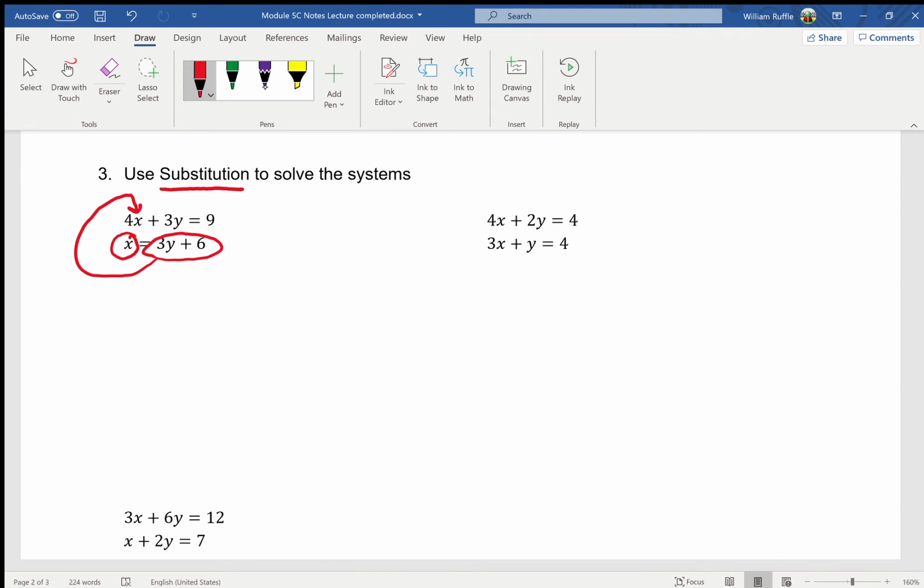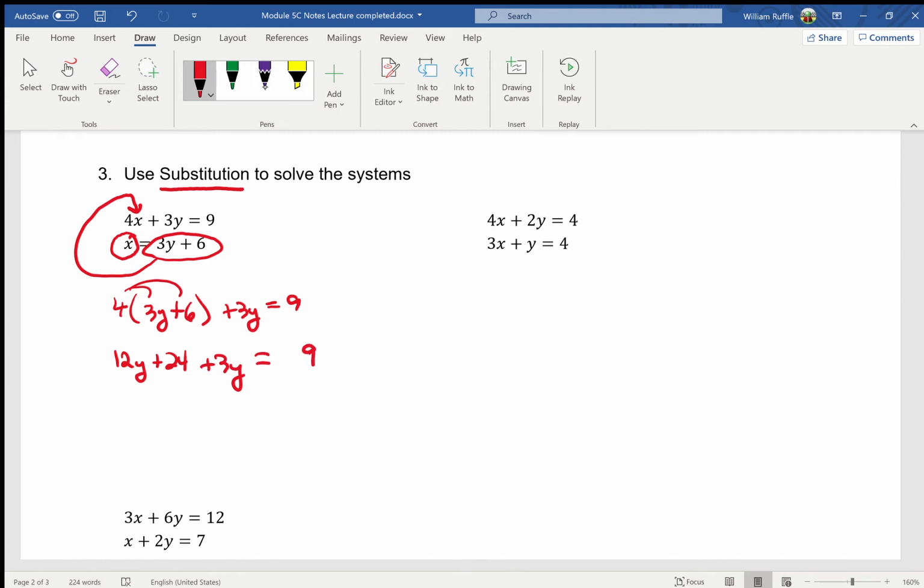So that means, instead of 4x, I'm going to write 4 times 3y plus 6 plus 3y equals 9. I'm going to distribute the 4 to each one, so it's 12y plus 24 plus 3y equals 9.